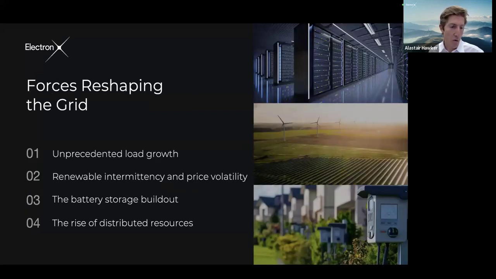The forces reshaping the grid. I'm going to walk through the following four areas: unprecedented load growth, renewable intermittency and price volatility, the battery storage build-out, the rise of distributed resources, and this slide doesn't even mention extreme weather events, which are also increasingly regular and contribute to grid stress and price volatility.